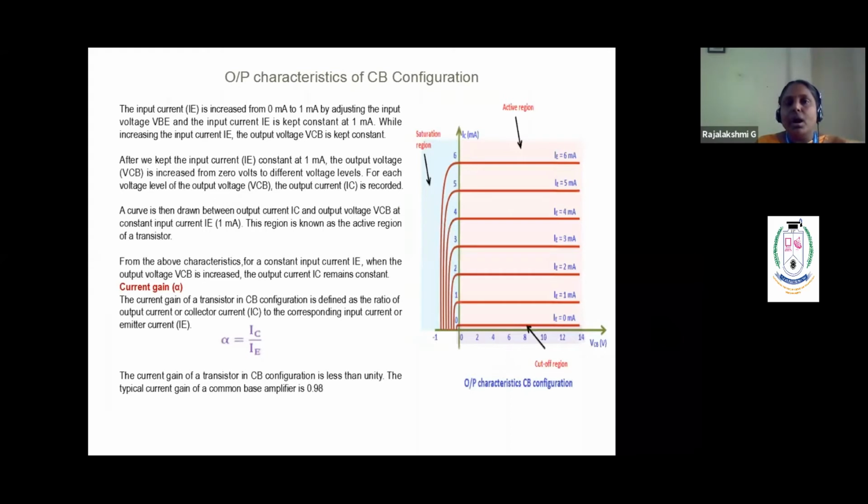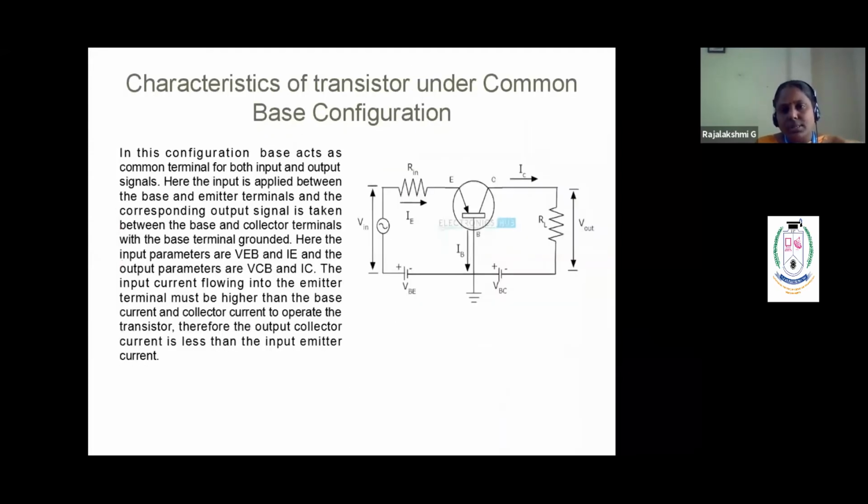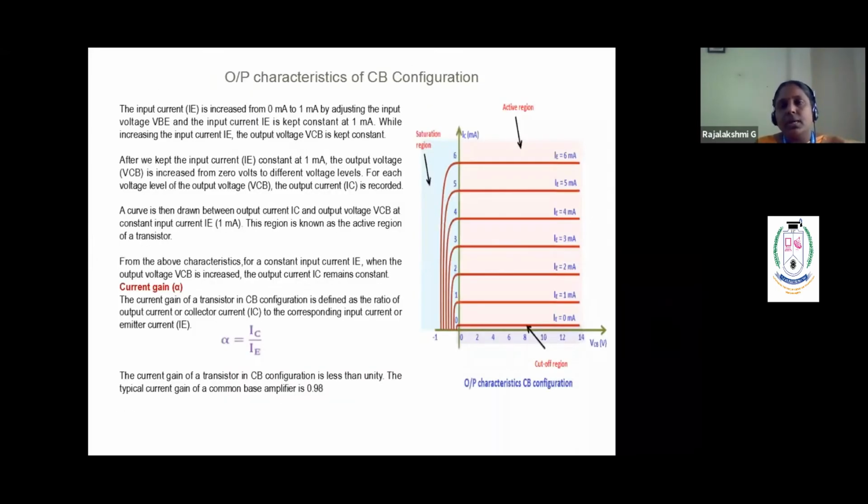Okay, next will be the output characteristics of a CB configuration. I'll go back to the circuit diagram. When you want to study the output characteristics, you are going to concentrate on the output part of the circuit. The current we are interested in will be the collector current. So you are going to vary the voltage between collector and base, and you are going to measure the collector current, but at the same time you have to keep the input current constant. That's what this curve shows.